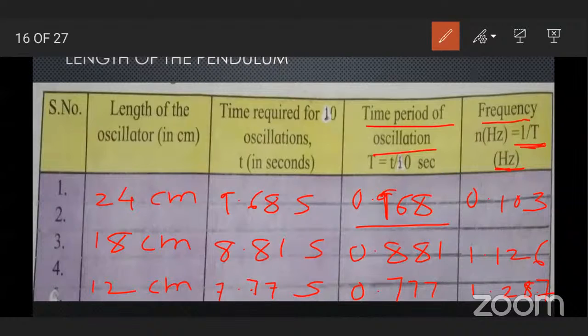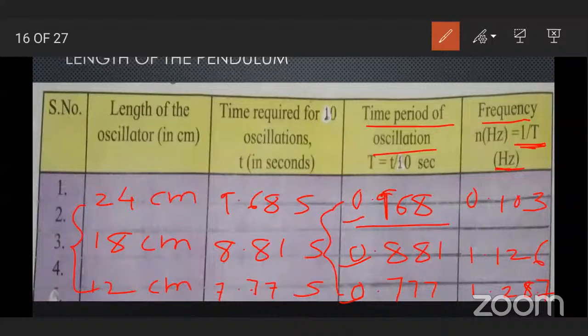See, here is 0.968, 0.881, 0.777. It means there is a decrease in time period. Yes? So here we decrease the length of the oscillator, so the time period also decreases. But observe this column, frequency.